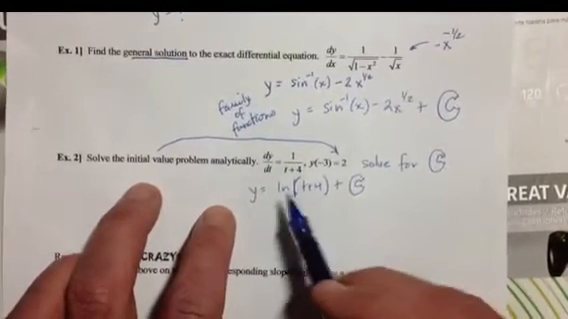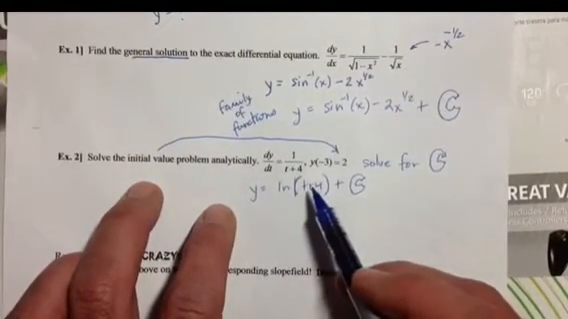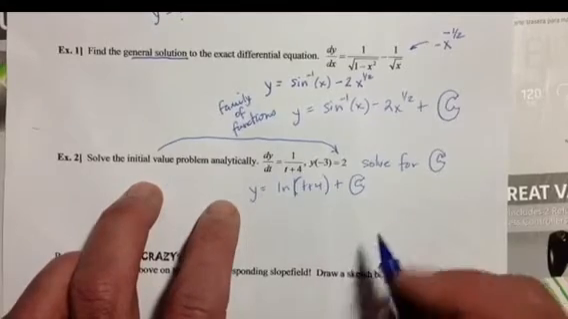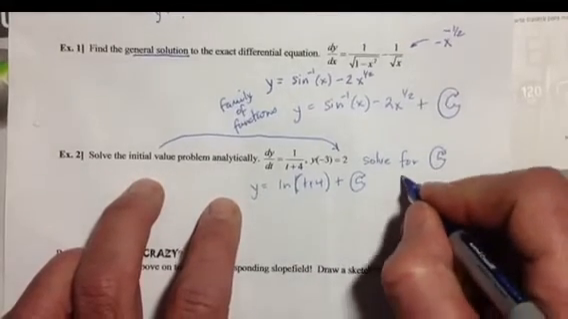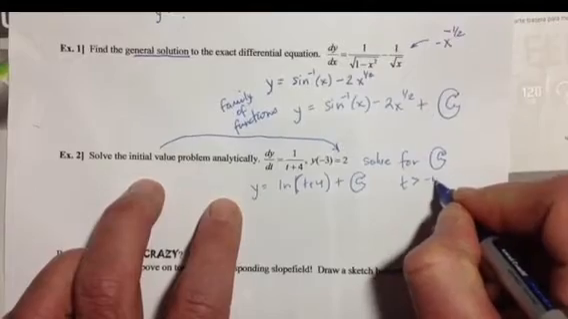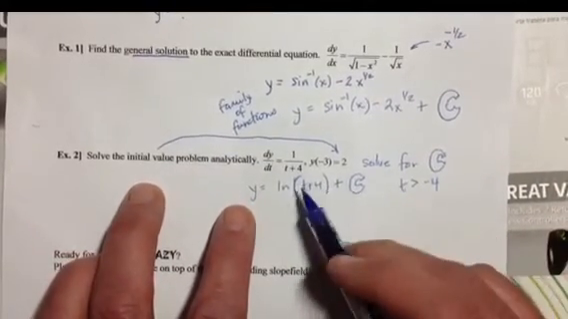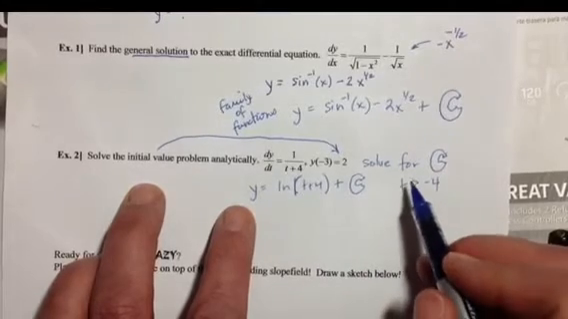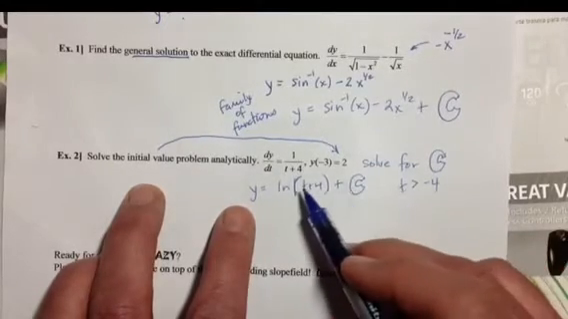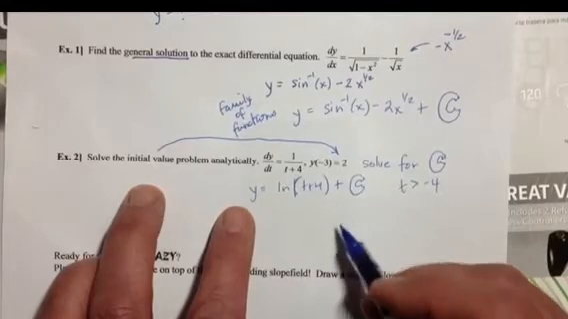Now what's really important to know is that ln's we know have restricted domains. So I'm going to make sure that I put that over here that t has to be greater than -4. I can't take the ln of 0, and if t is -4, I'm getting ln of 0. So anything greater than the -4 is going to produce a positive value.